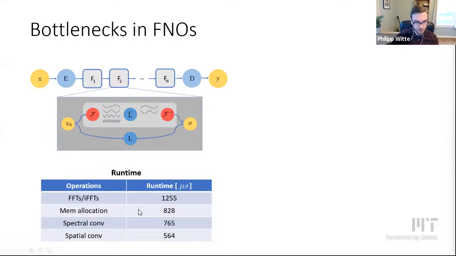The second part is you spend a lot of time on memory allocation just because you're subsampling those modes. And then before you go back to the spatial domain, you have to zero pad your input and then go back to be able to apply that Fourier transform. So you spend a lot of time on that and actually less time on the actual convolutions, or spectral convolutions.